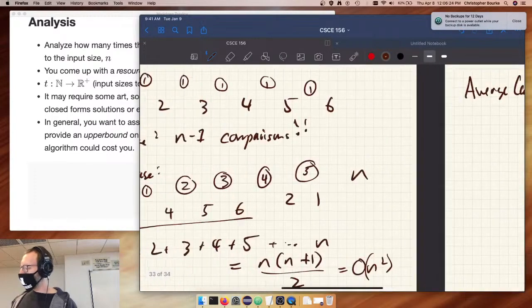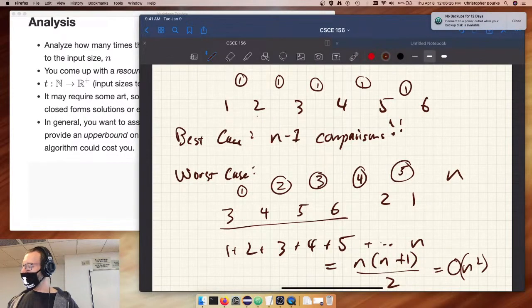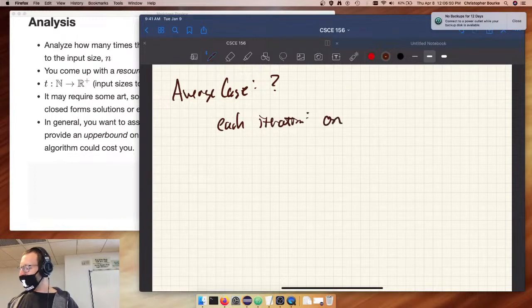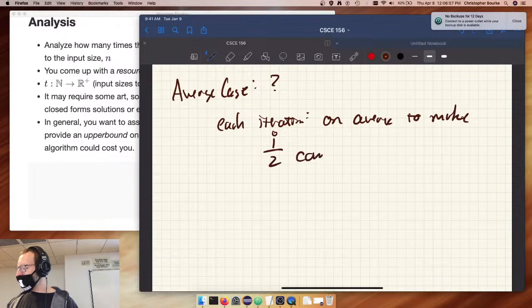You're not going to be lucky every time and not have to shift anything. You're not going to be unlucky every time and have to compare it to everything to put it all the way down, right? So what you can actually do, and I'm not going to do it since it's a little bit more involved, but it is in my Computer Science 1 book if you want to check it out, the full analysis. Basically, each iteration, you can expect on average to make i over 2 comparisons. Right?